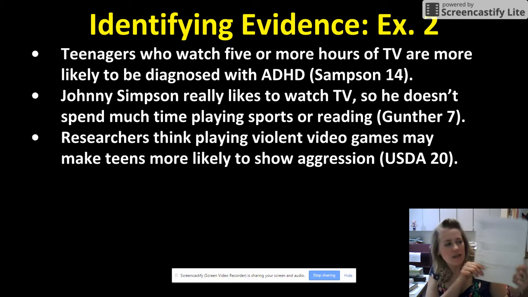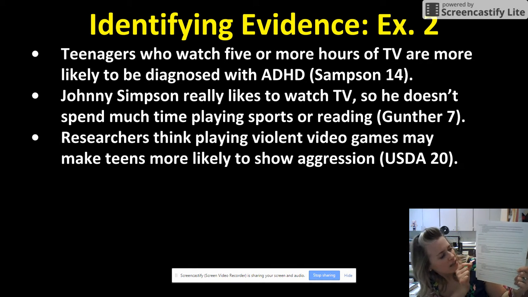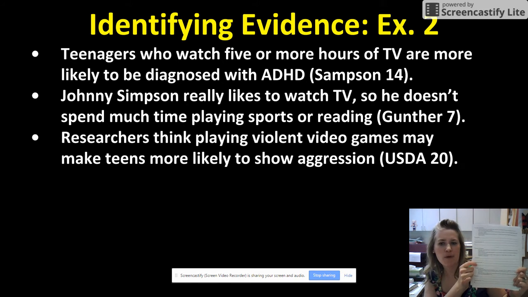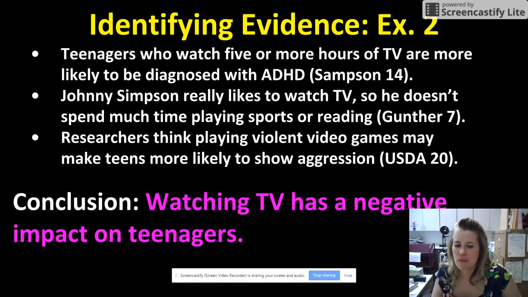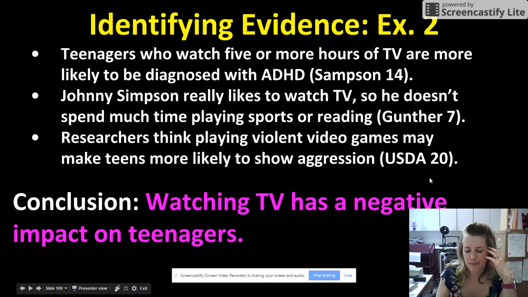So we're moving on to the second example, and now we're coming up with supporting points for this one. This is the one about teenagers and screen time. Remember, I drew a conclusion that watching TV has a negative impact on teenagers. Now I need to look at this evidence, and I need to come up with 2 general statements or 2 summaries that I can use to prove my claim.